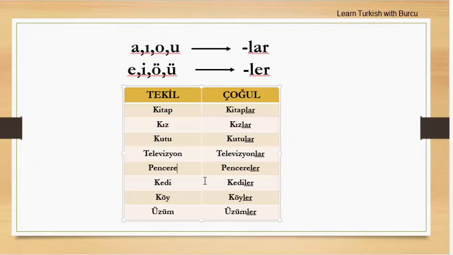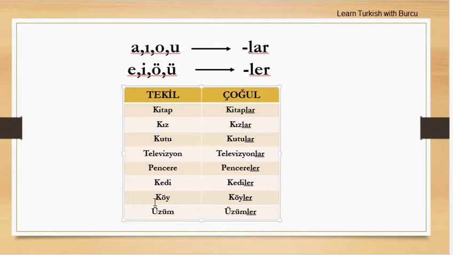Kedi. Kediler. Kedi, cat. Kediler, cats. The final vowel is i. Son sesli harf i. Then what do we use? Ler. Kediler, okay?